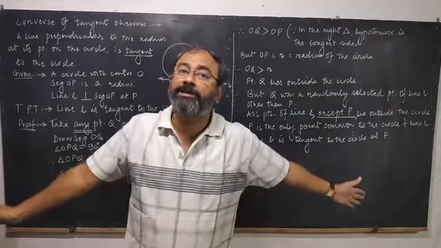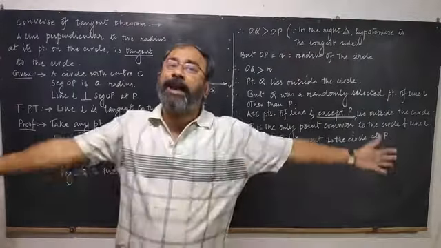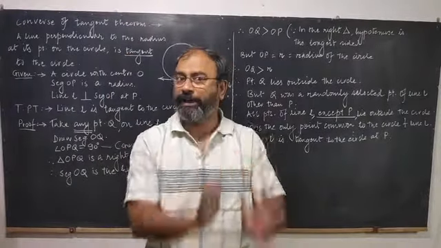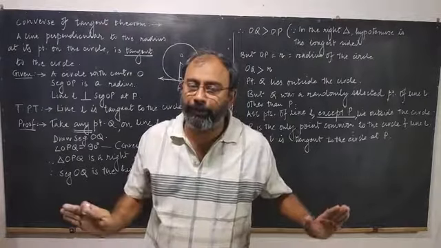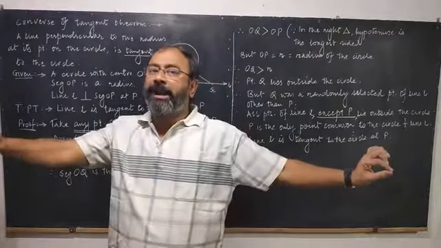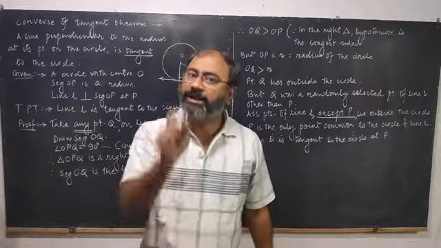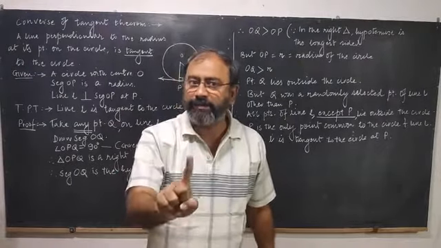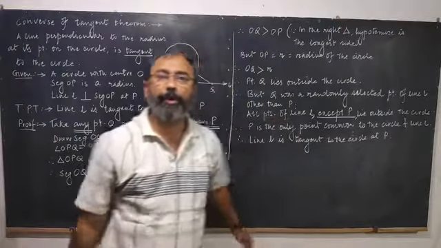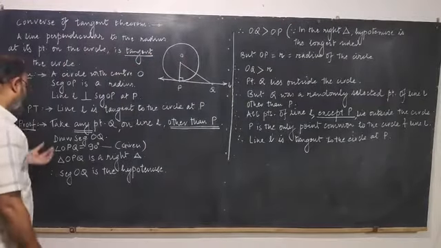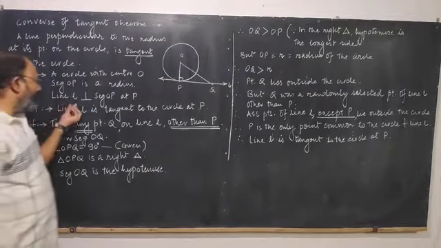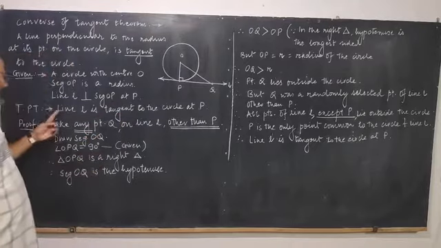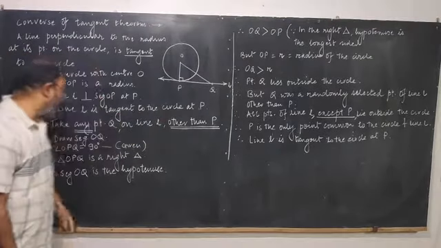How many remaining points? Line has infinite points. Again, I am coming to the same word, infinite. So how to prove it? Out of those infinite points, we will start with the randomly selected point. So the proof begins with that. You are given that line L is perpendicular to segment OP, radius OP at P. We want to prove that line L is tangent to the circle.